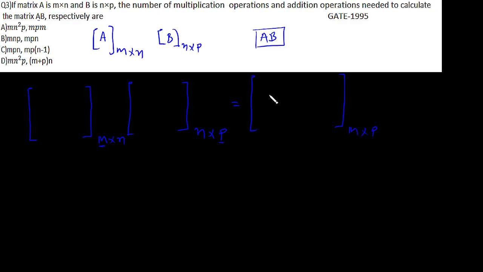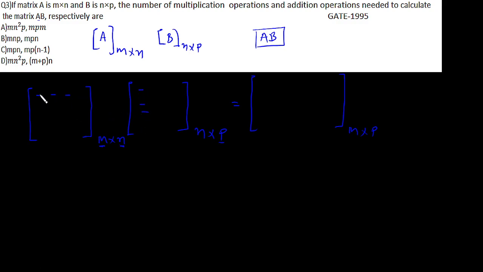Now to find this AB matrix we have to multiply the first row of the A matrix with the first column. So here we first find the number of multiplications to find this AB matrix. It is given that it has n columns. So here we have n entries, 1 2 3 4 5 up to n, because it has dimension m cross n, so it has n columns. So here we have n entries. Now here we also have n.